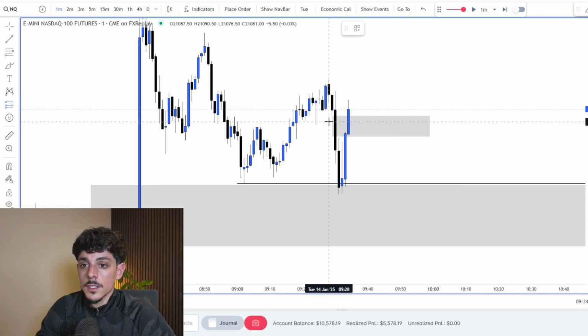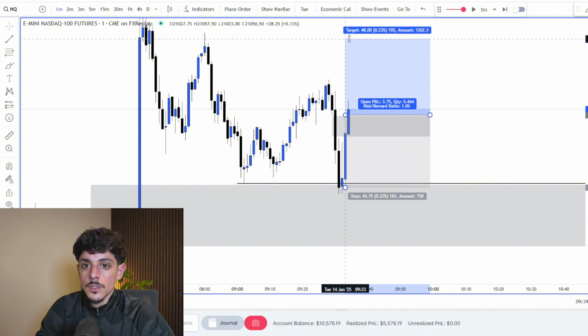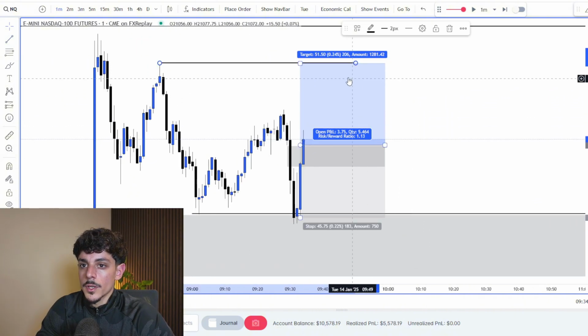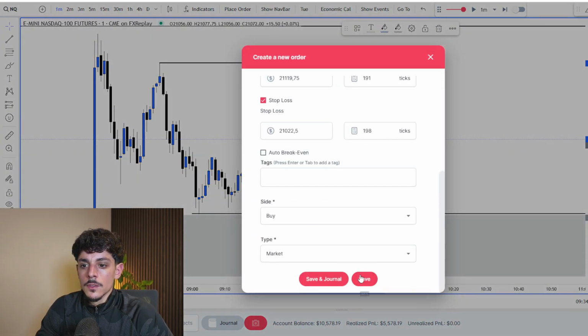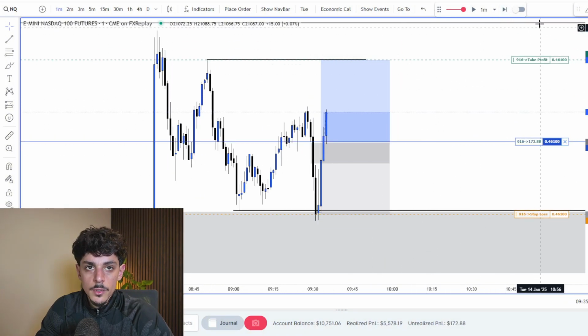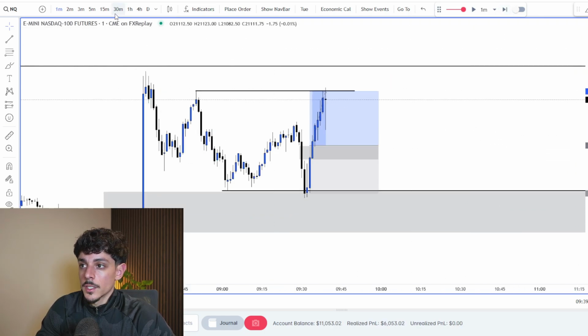This is where I get it, so I will go long right here, stop loss right below this low, targeting a 1-to-1 risk to reward. I will target this internal high right here. So I can enter market or limit order right here. I get filled on the limit order, and in a few minutes I hit my target again.